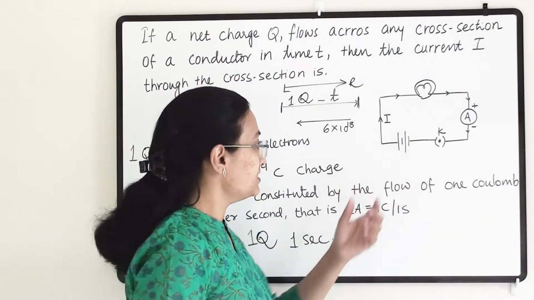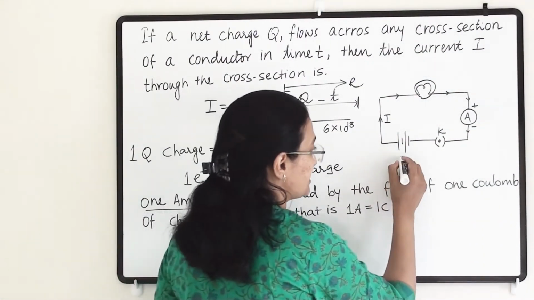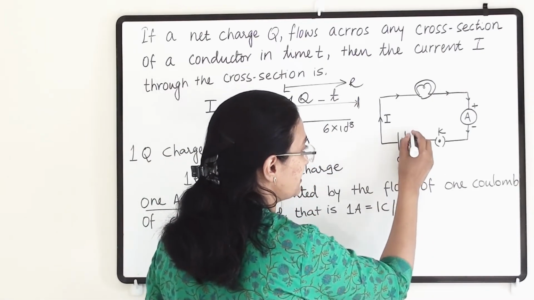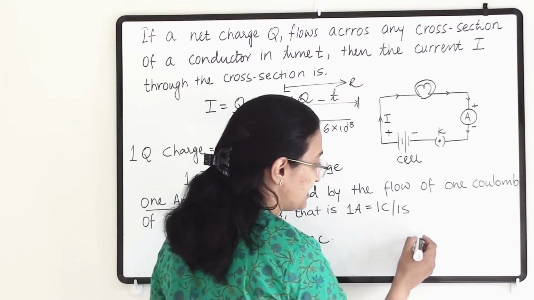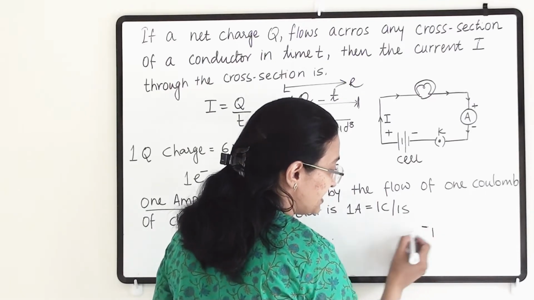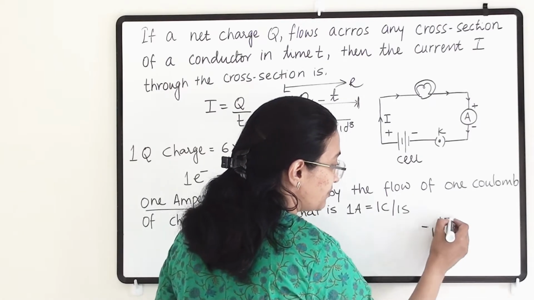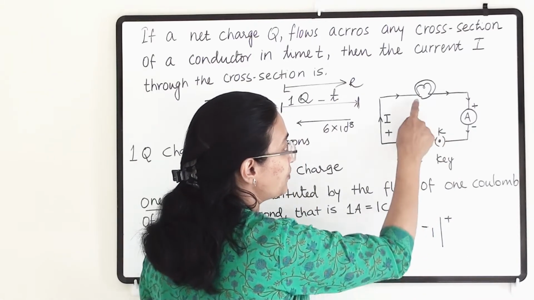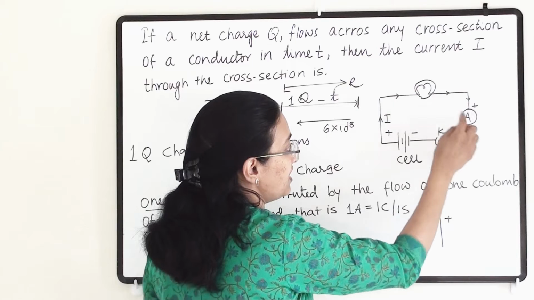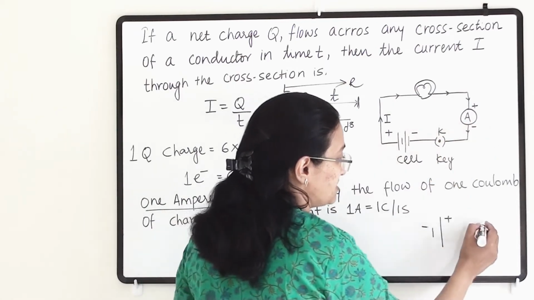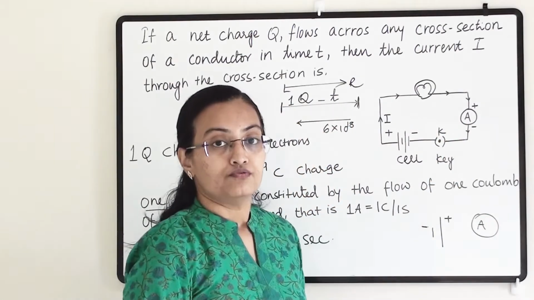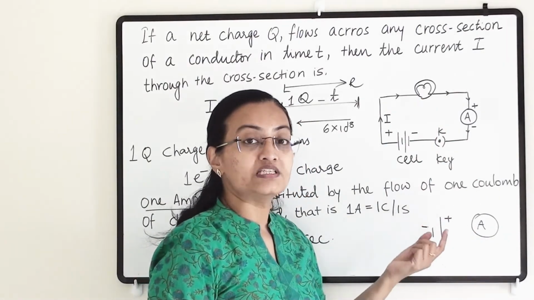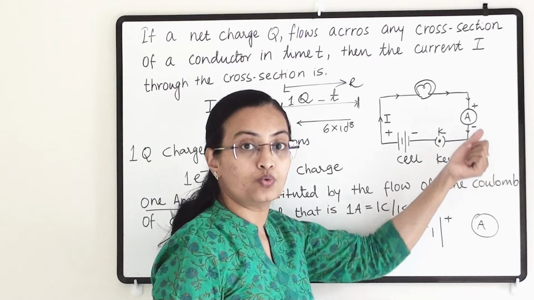Now this is our circuit, wherein this represents a cell or a battery which has 2 different terminals, negative and positive. In this cell, the small line represents the negative terminal and the big line represents the positive terminal. This is a key. A key is a conducting link between a cell and a bulb. Here this A represents an ammeter. An ammeter is a device which measures the flow of electric current through the circuit. An ammeter we always connect in series with the circuit.